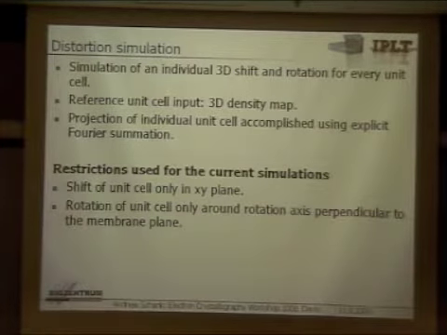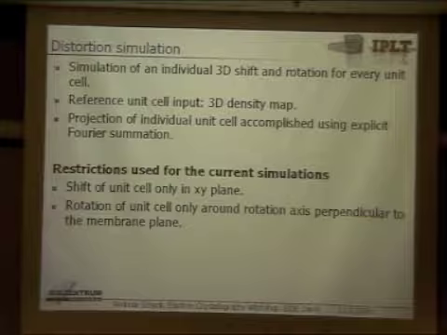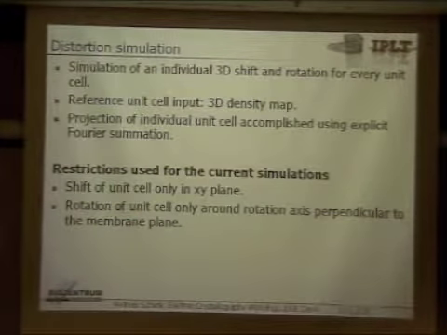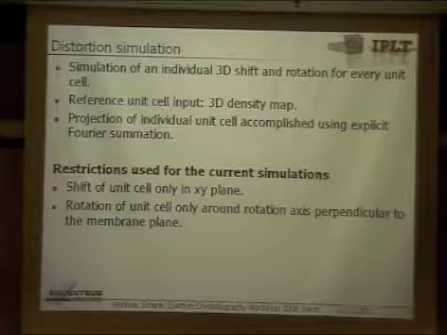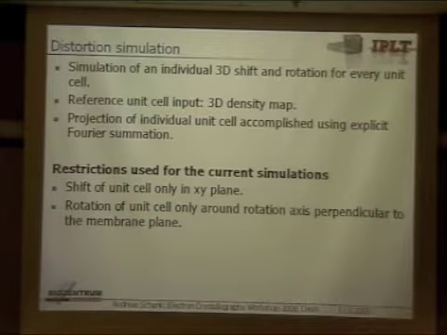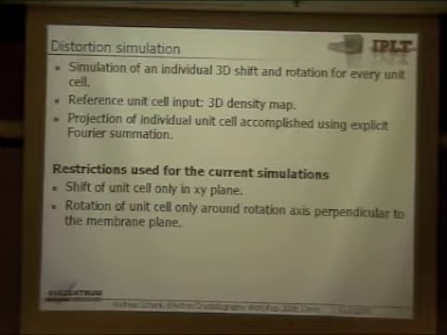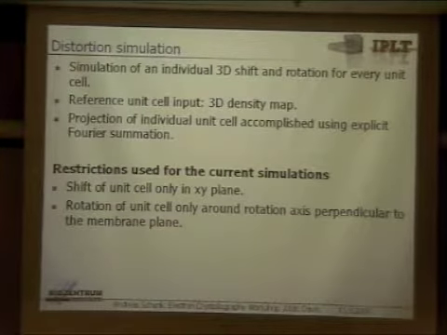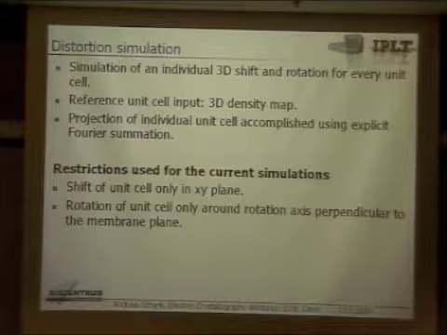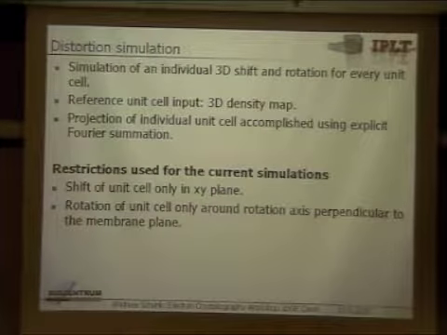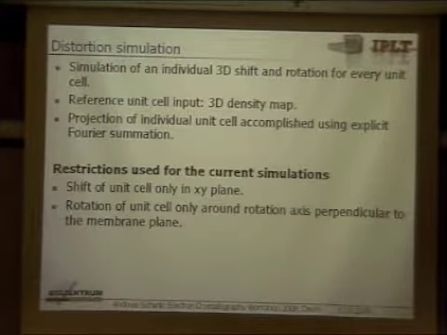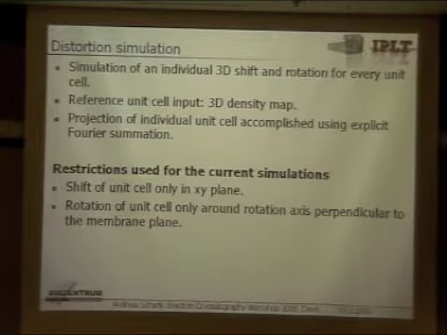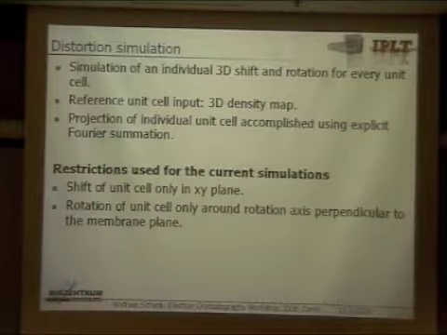And for the simulation as it was running now, I used some restrictions. One is that for the moment we just shift in the x and y plane. Because basically, if you shift in the z plane, it doesn't make any difference for the projection as long as you don't apply the CTF. You could basically do also a shift in z and then apply an individual CTF for every individual unit cell. But I thought that's for the first simulation too complicated, so I restricted myself to the XY plane.